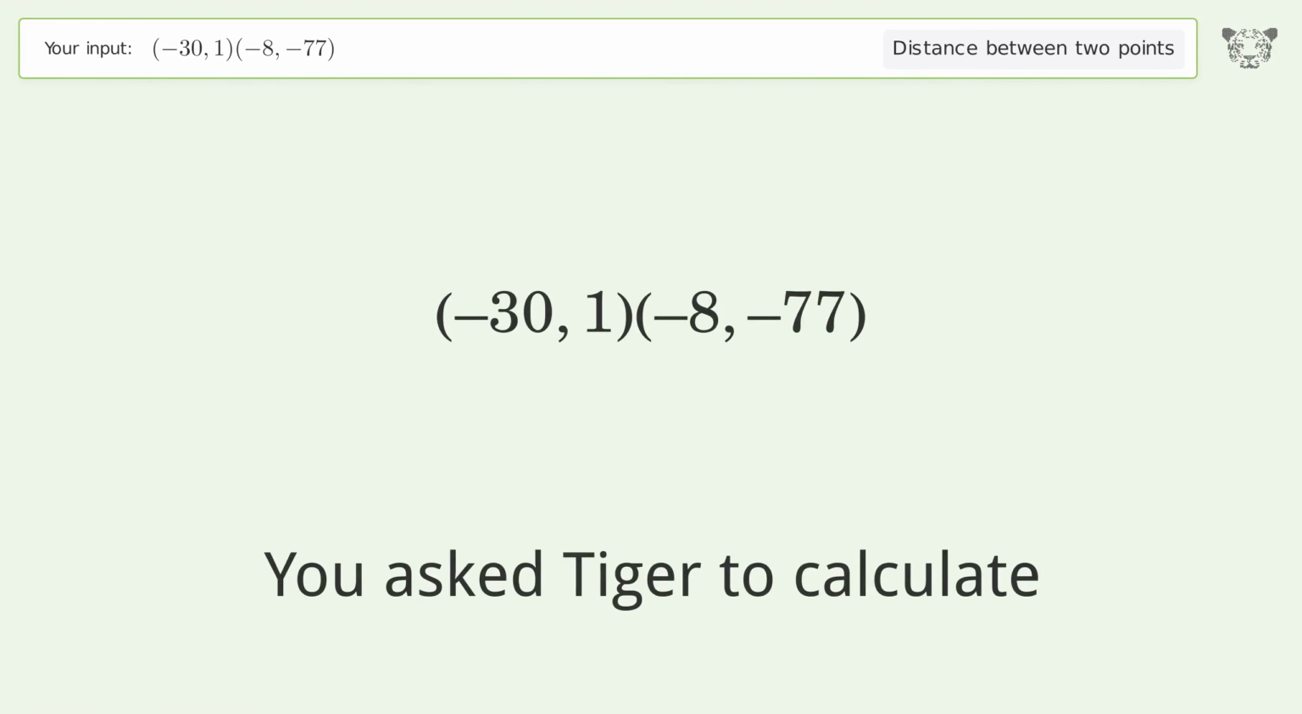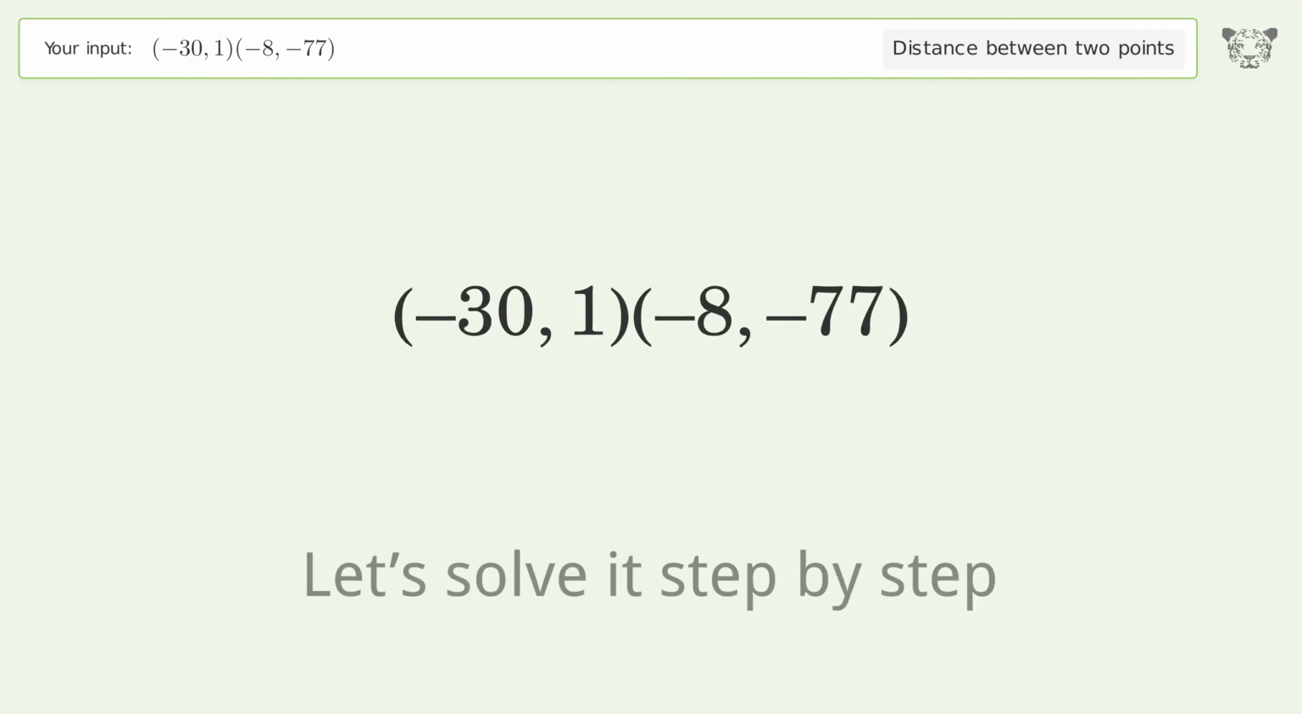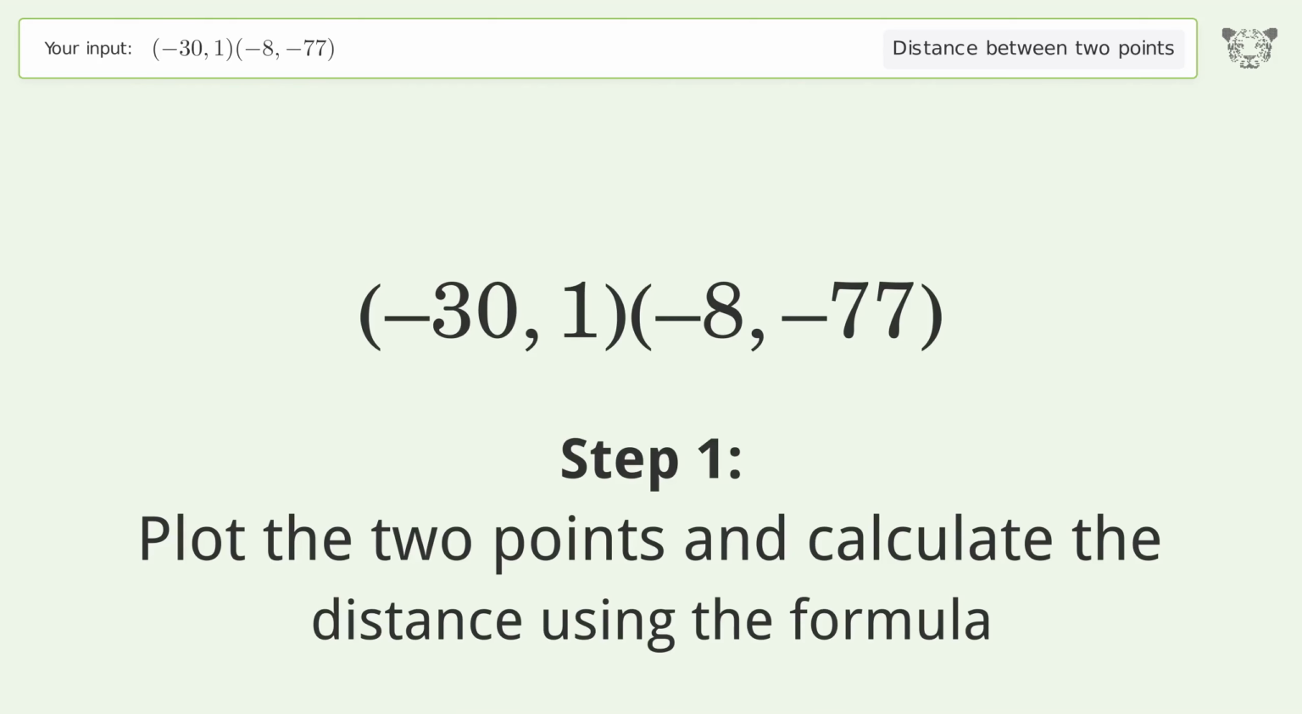You ask Tiger to calculate. This deals with the distance between 2 points. The distance between the 2 points is the square root of 6,568, or 81.043. Let's solve it step by step. Plot the 2 points and calculate the distance using the formula.